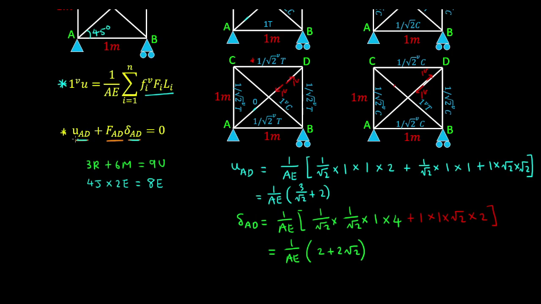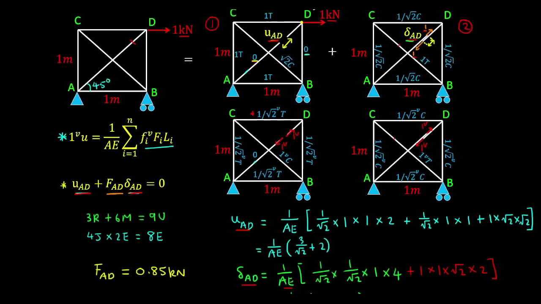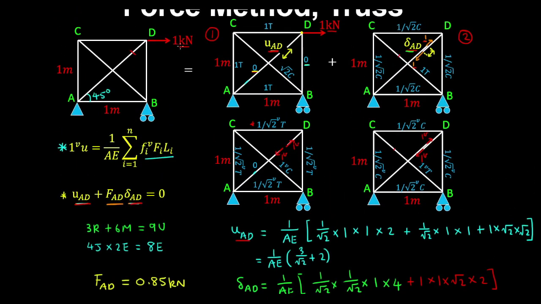And now if you substitute for UAD and delta AD in the compatibility condition, the axial rigidities will cancel and you get the force in member AD is 0.85 kilonewtons. And as you can imagine, because this load is applied in this manner, this member is going to get stretched and member BC will get compressed.